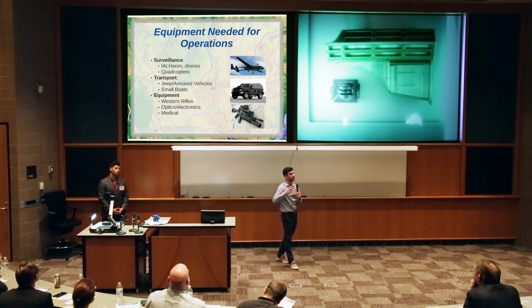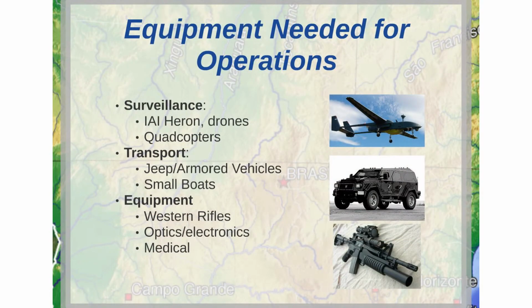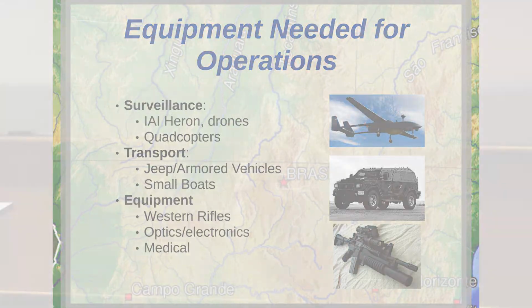So what kind of equipment do these units use? Basically, for surveillance, they have drones. As you can see, there is a picture of a drone there, which the Brazilian Federal Department uses. Also, they use quadcopters. As transport, they use some armored jeeps and some small boats on the river along the border. Some equipment they use are Western rifles, some electronics, and some medical devices to help them.